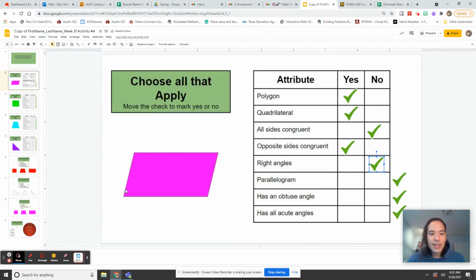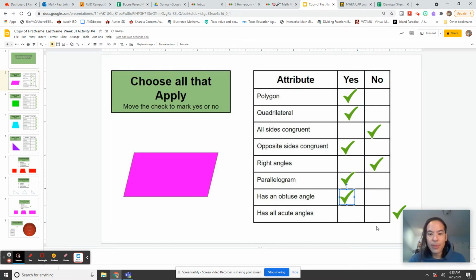Parallelogram. Does it have two sets of parallel sides? Yeah, it does. These two sides are parallel, and these two sides are parallel. So it is, yes, a parallelogram. Does it have an obtuse angle? Yeah. Right over here, we're talking an obtuse angle, right? That is larger than 90 degrees. It's like the chair that's leaned back too far, right? Someone sat in the chair and they broke it and it's leaned back too far. So yes, we do have an obtuse angle.